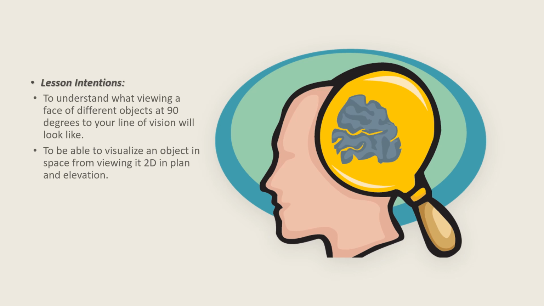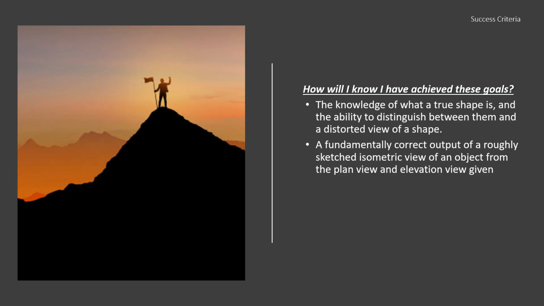the idea of viewing objects straight down or straight across, and then to increase their spatial awareness by being able to sketch a 3D model of an object from a 2D sketch of it, 2D plan and elevation. The success criteria behind the learning intentions listed there were: what a true shape is and what a distorted view of a shape is, then to be able to distinguish between them, and then output a fundamentally correct isometric sketch of an object from a plan and elevation view.